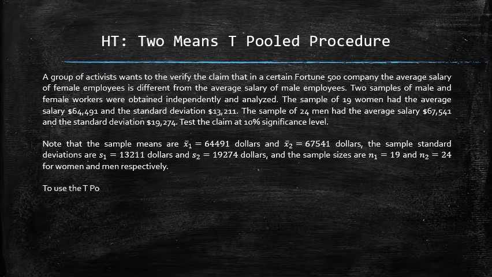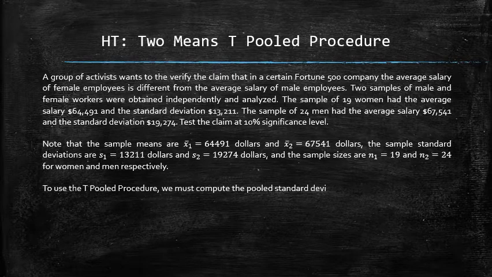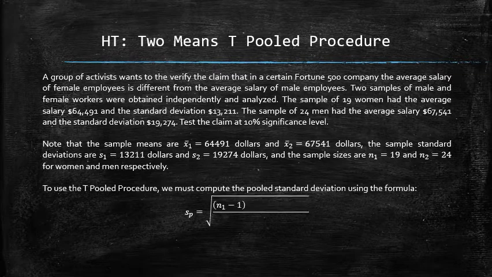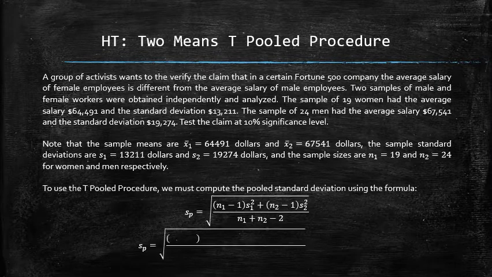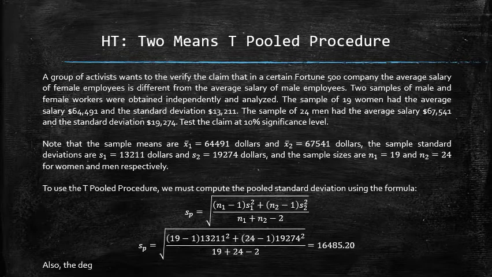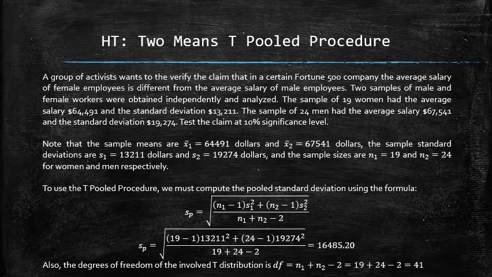To use the t-pooled procedure, we must compute the pooled standard deviation using the formula. The pooled standard deviation is equal to the following expression, and when we plug in all the data, we'll get the following answer. Also, the degrees of freedom of the involved t-distribution must be computed using the formula. The degrees of freedom are equal to 41.